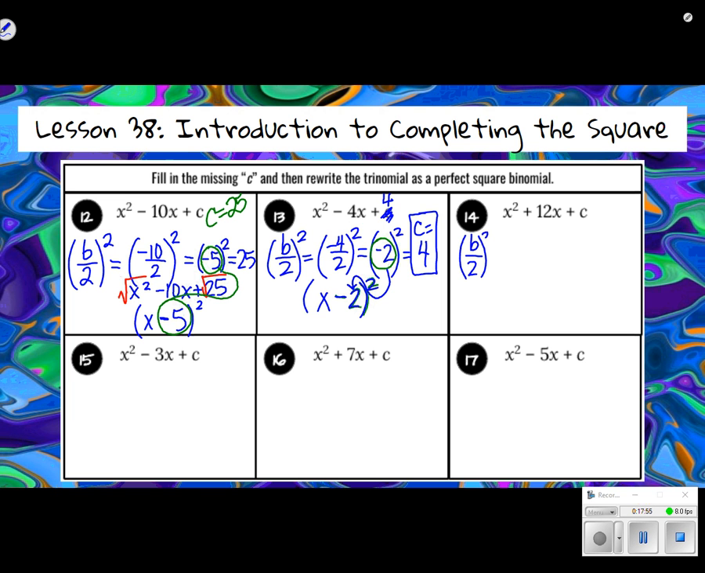All right, b divided by 2 squared. Our b value is 12. 12 divided by 2 is 6. 6 squared is 36. So that is your c, 36. All right, so now let's look at just factoring. What are two numbers that multiply to give you 36 and add to give you 12, and they should be the same number? 6 and 6, so that we get x plus 6 squared.